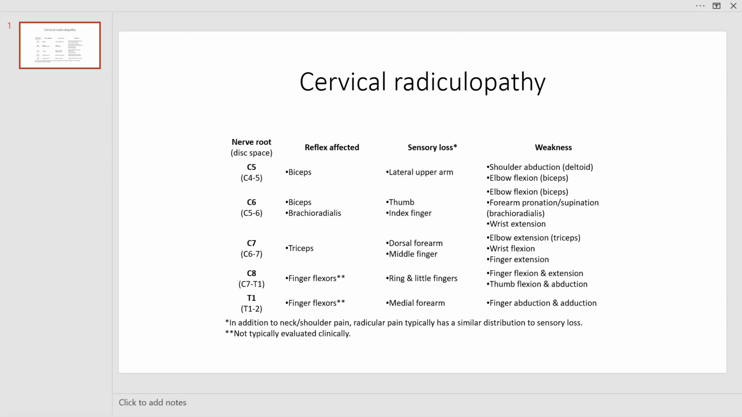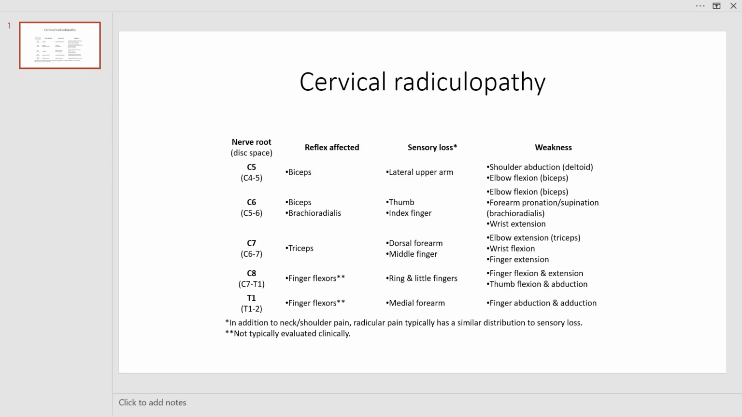elbow extension, wrist flexion, and finger extension.